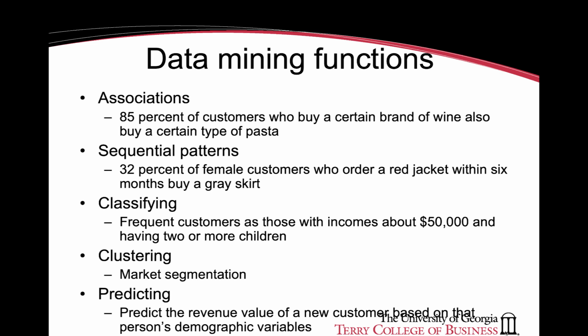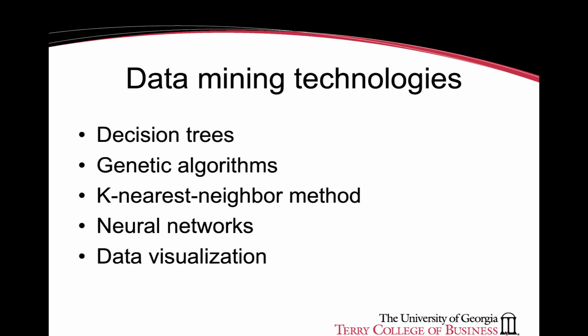There are a variety of data mining functions. Associations, sequential patterns, classifying, clustering, and predicting are different functions that are available when one uses data mining tools. Here are some examples of what is involved when one uses them. A variety of data mining technologies are also used, for example, decision trees, genetic algorithms, k-nearest neighbor methods, neural networks, and data visualizations are another way to identify patterns in data.